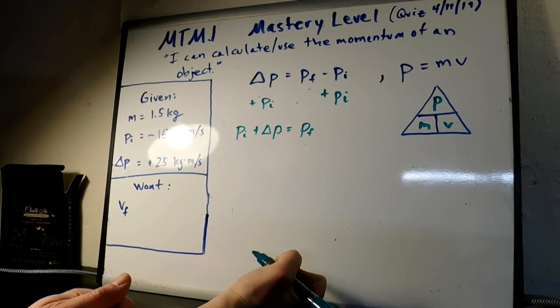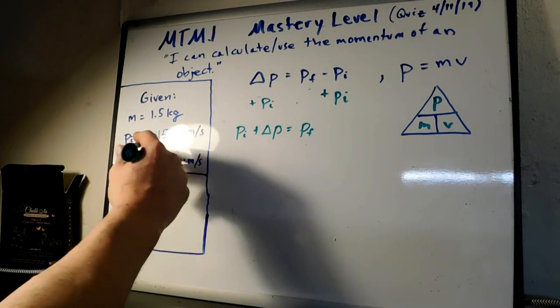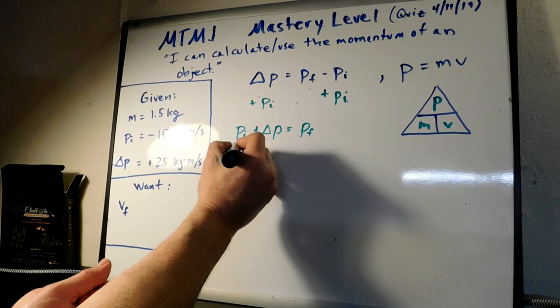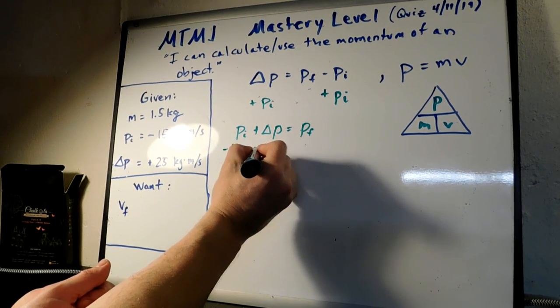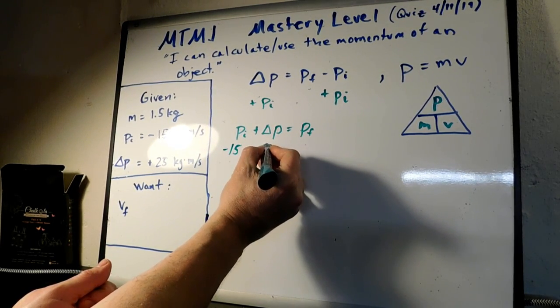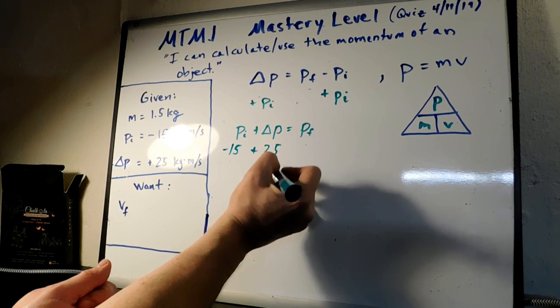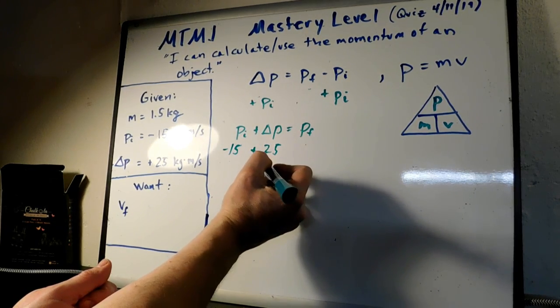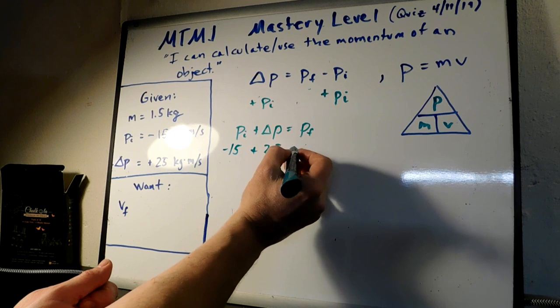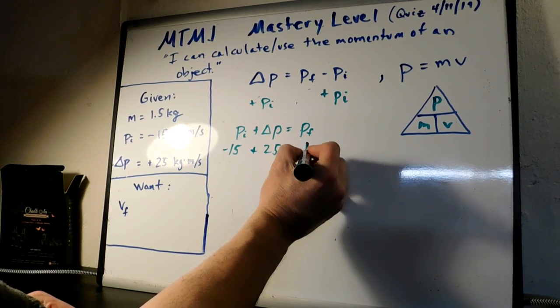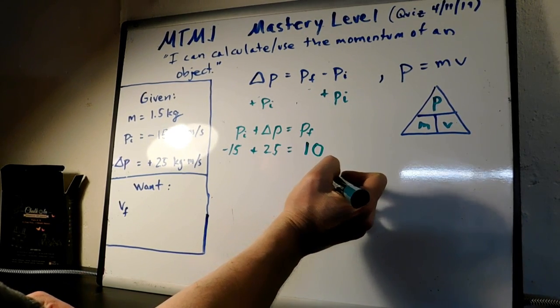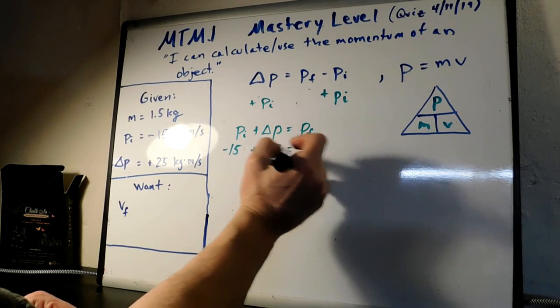Now we can diagram the equation the way I like to do. And our initial is negative 15. And then plus the delta P, which is 25, plus 25. Negative 15 plus 25 is the same thing as 25 minus 15. And that's going to equal 10. All right. And so now that is our Pf.